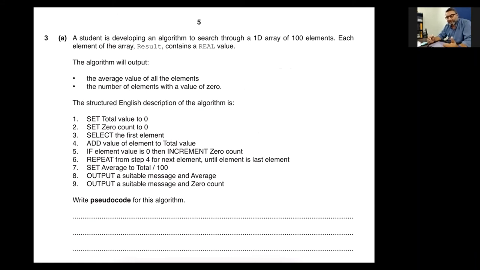If it is a real value, then we would have to actually look for numbers which are having decimal places. The algorithm will output the average value of all the elements and the number of elements with a value of zero. So they have given us a structured English. Now this is another way of expressing the uniqueness of algorithms, but this does not describe any declarations and initializations and loopings in terms of pseudocode.